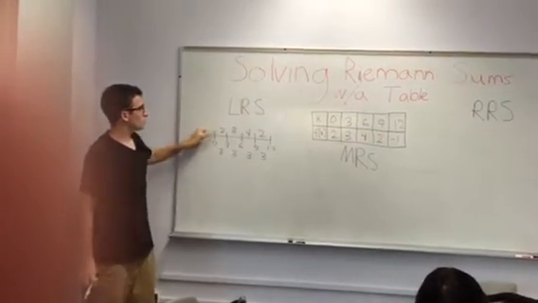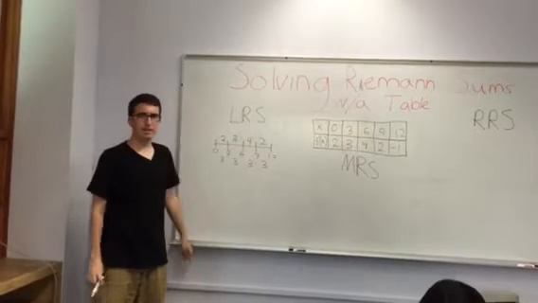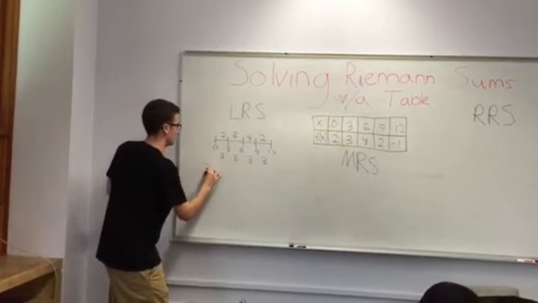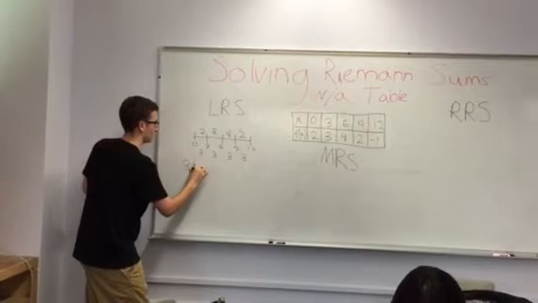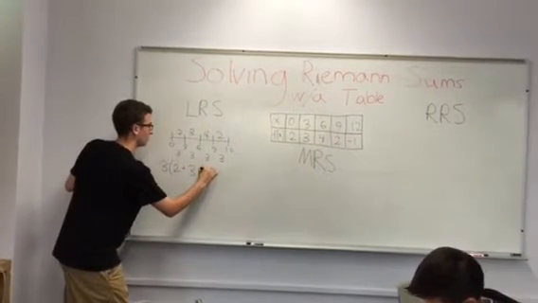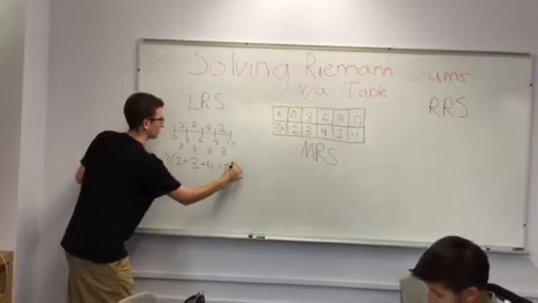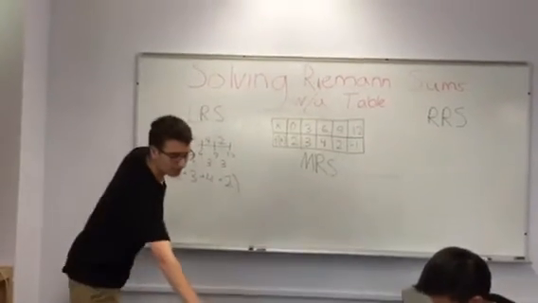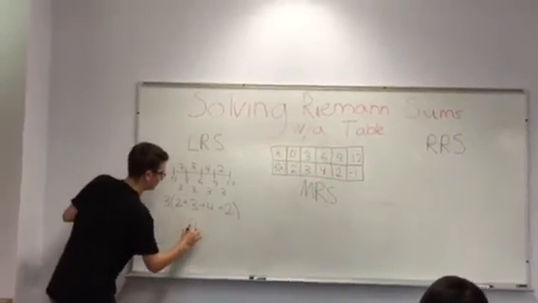You then multiply each of these together and add them up. So you can do 3, because they're all 3's, times 2 plus 3 plus 4 plus 2. And you end up getting 33.